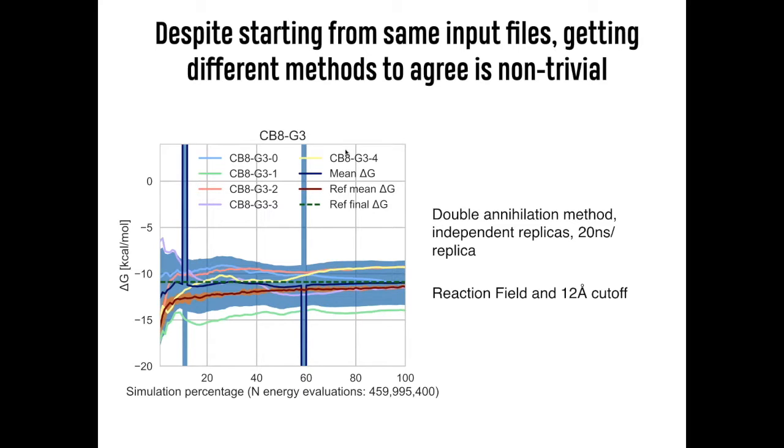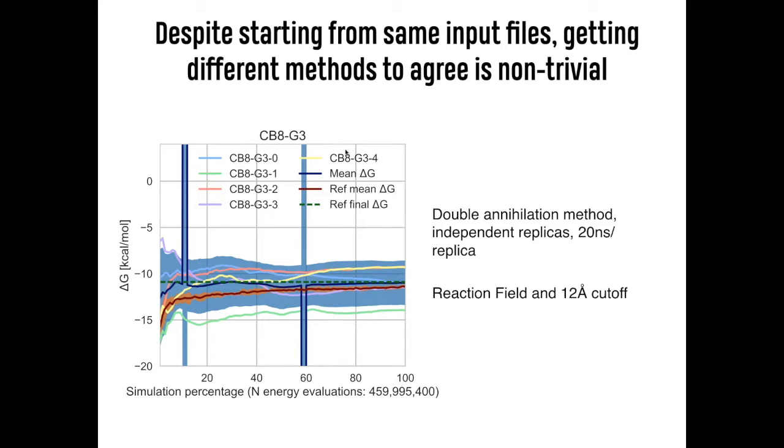This method does not use replica exchange. I think it's just parallel replicas that run independently. One main difference is that according to the method section, they didn't use PME. They used reaction field with a 12 angstrom cutoff. That can make a big difference in terms of the final free energy. I'm actually surprised that this agrees that well.